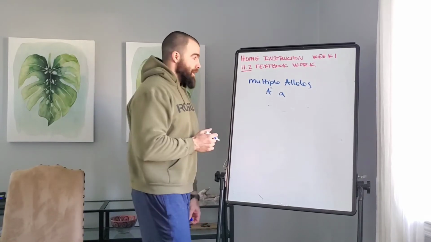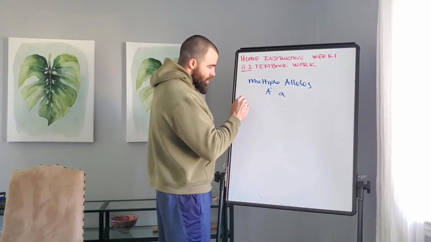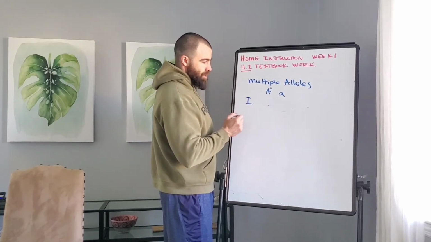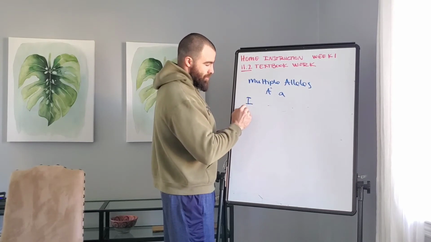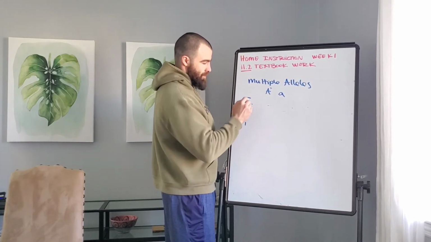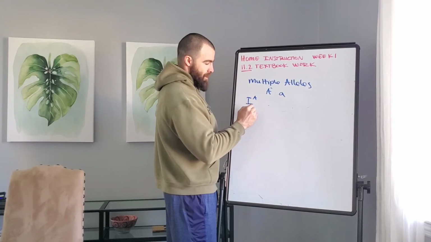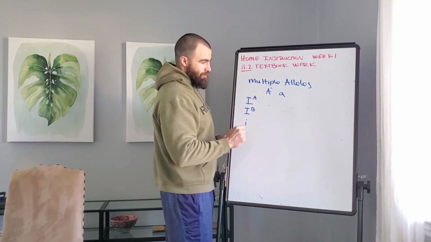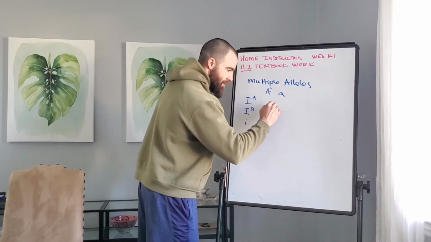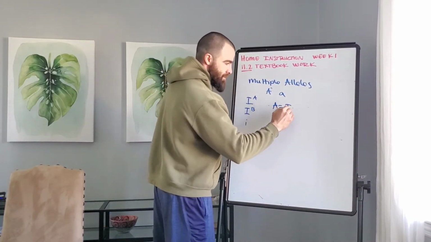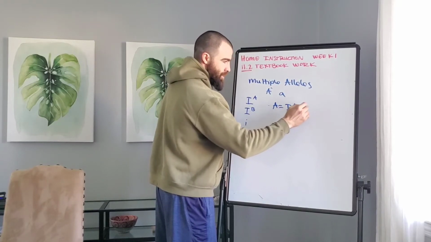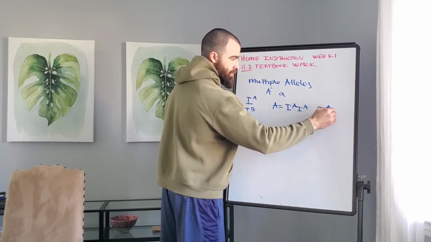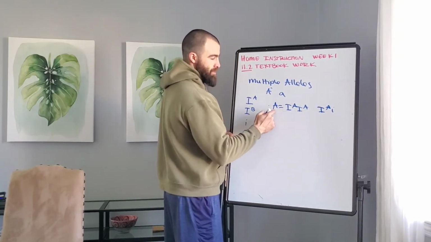So with blood types, we use the letter I to represent which allele we're talking about. There are 2 dominant alleles and 1 recessive allele. There is an A allele, a B allele, each are dominant, and then there is the little i. So for blood type A, you could be this, which we would call homozygous for it, or you could be this, which is heterozygous for blood type A.